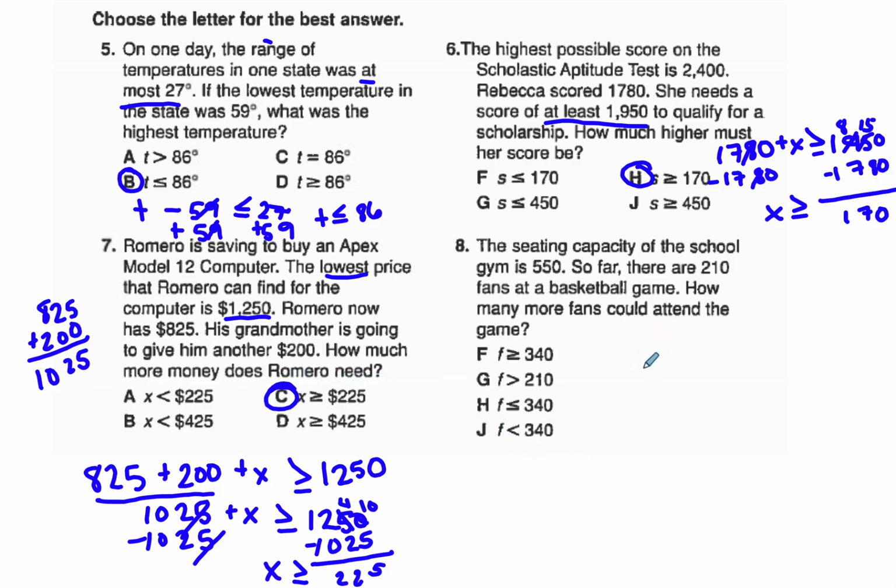All right, and then let's look at our last one. The seating capacity of the school gym is 550. So far, there are 210 fans at a basketball game. How many more fans could attend the game? Okay, so the capacity is 550. So we could have 550 people, or we could have less. 210, that's how many people are already at the game, plus however many more has to be less than or equal to 550. Okay, we get rid of the addition with subtraction.